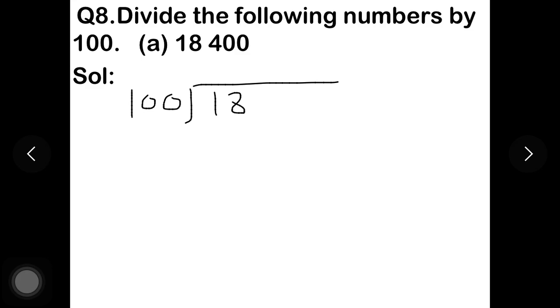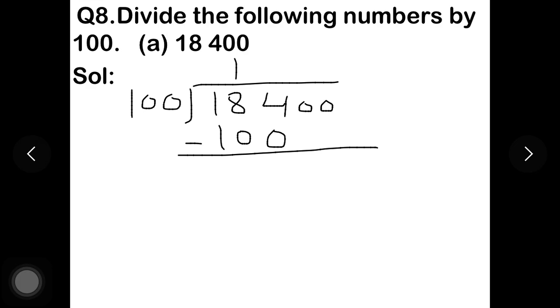100, 1804. Now we will divide. 101 is 100, 102s are 200, that is greater value. So 101 is 100. Now we will subtract. 4 minus 0, 4, 8.